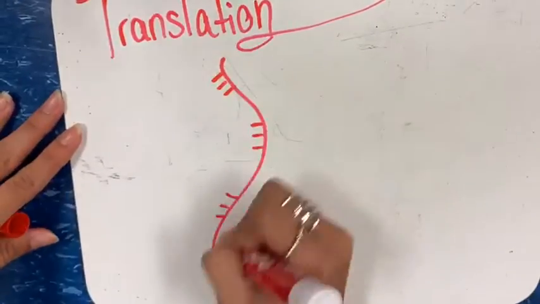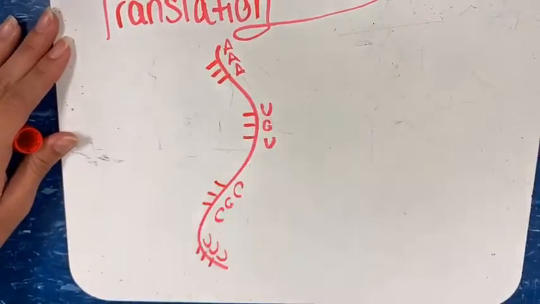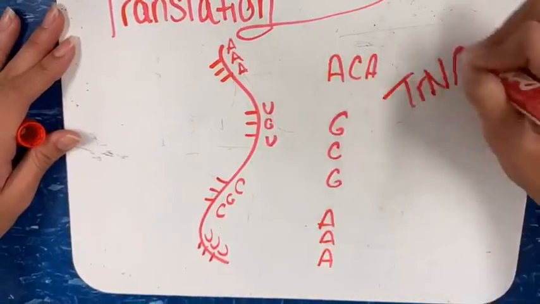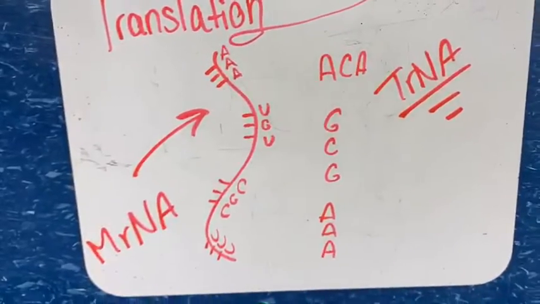Translation happens in the cytoplasm and nucleus and is the transition of mRNA to tRNA. It consists of G's, C's, A's, and U's, and the codons create tRNA.